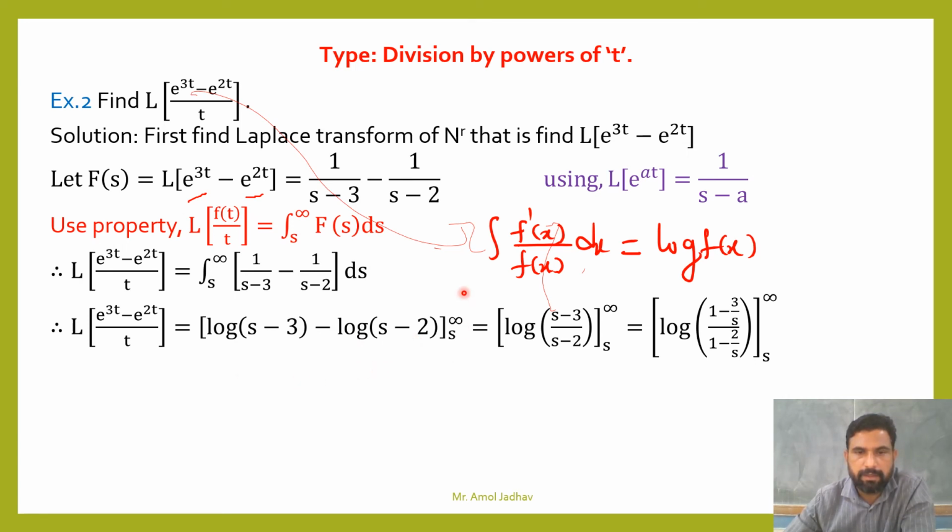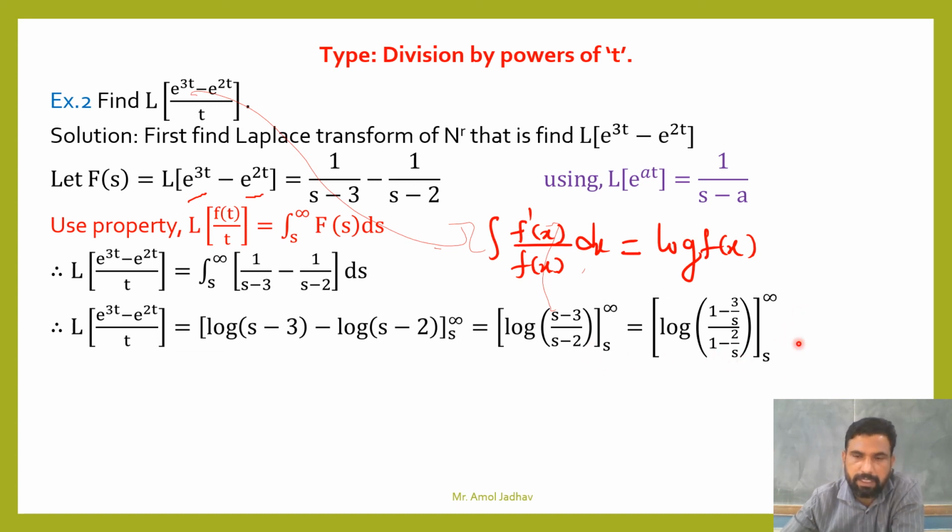with limits s to infinity. Simplify log of s minus 3 minus log of s minus 2 using the result log a minus log b is log of a upon b. So log of s minus 3 upon s minus 2, with limits as it is. From s minus 3 and s minus 2 take s common, that is divide numerator and denominator by s. Then s by s is 1 and 3 by s as it is; in the denominator s by s is 1 and 2 upon s as it is.